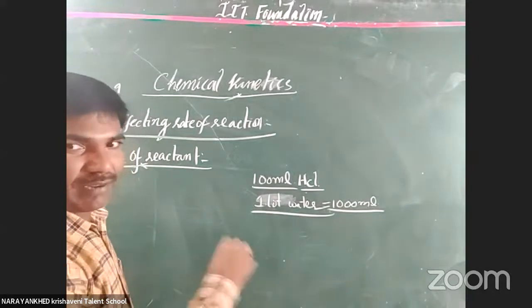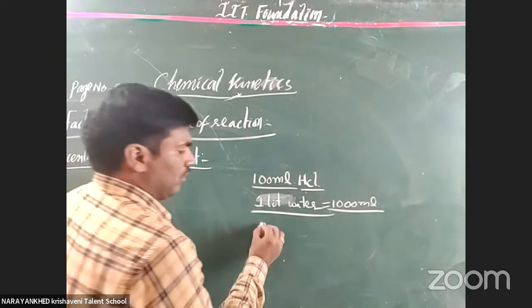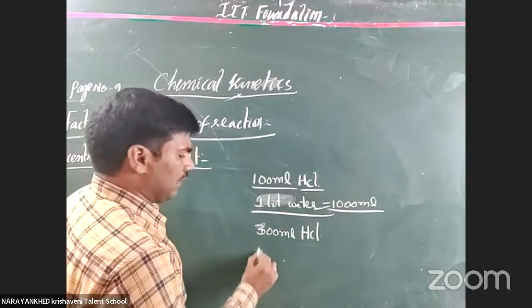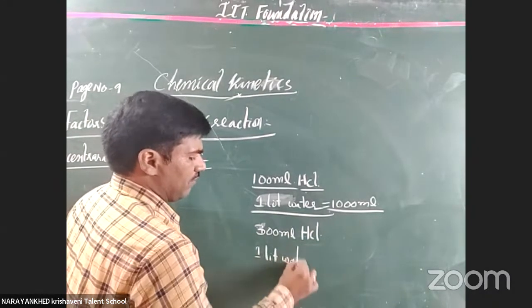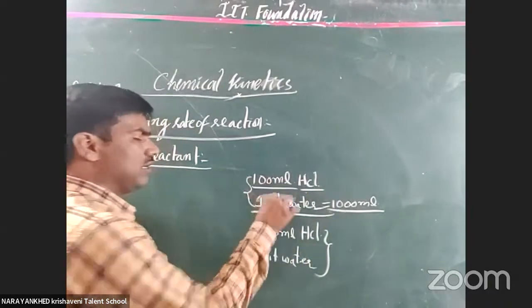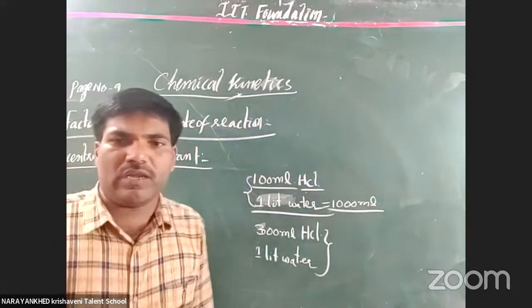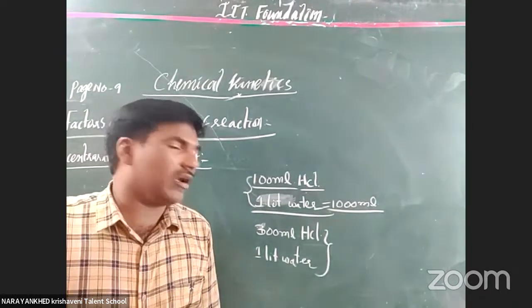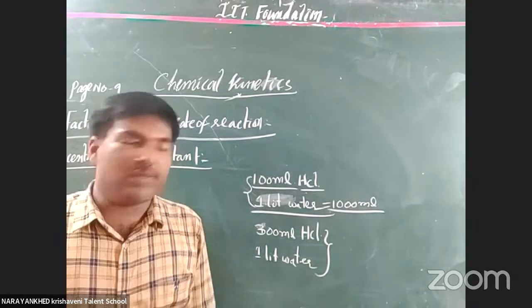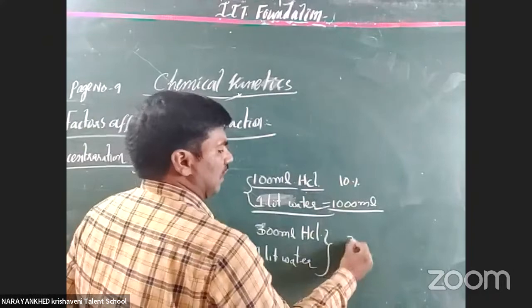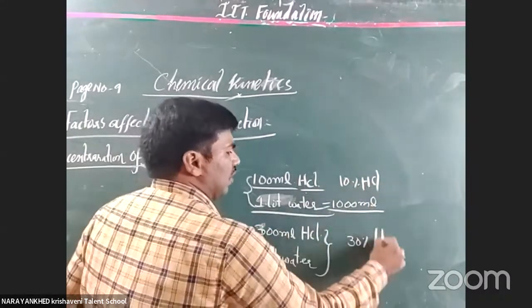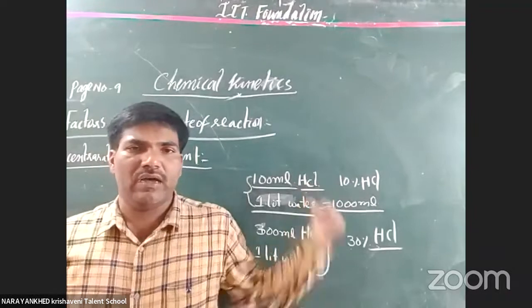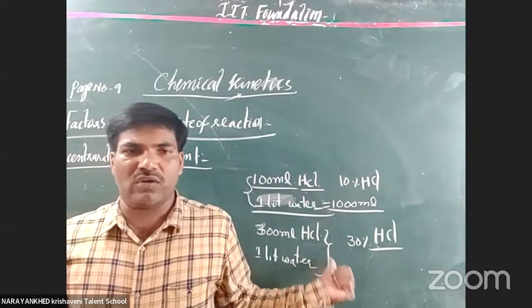Clear. And here I take one more combination of solution: 300 ml of HCl with 1 liter of water. Which contains more concentration? The 300 ml of HCl with 1 liter of water contains more concentration compared with the 100 ml of HCl with 1 liter of water. This is called 10% HCl. This is called 30% HCl. This is called concentration. This process is called dilution. It is a more diluted HCl, and this is a less diluted HCl. Clear or not, students?